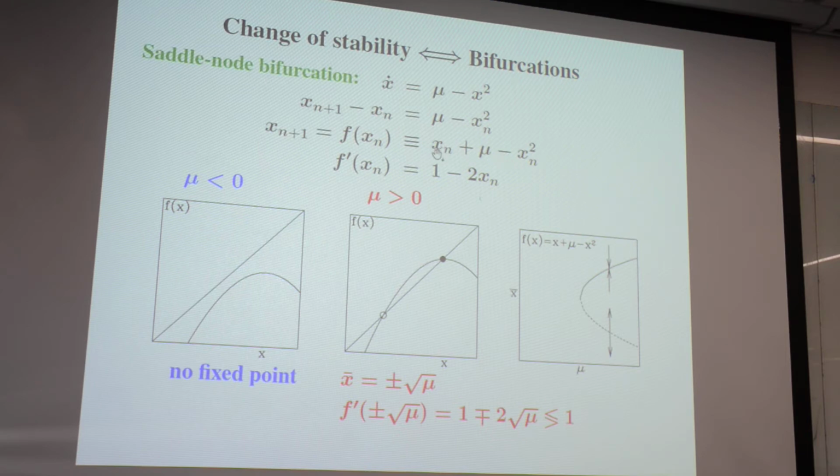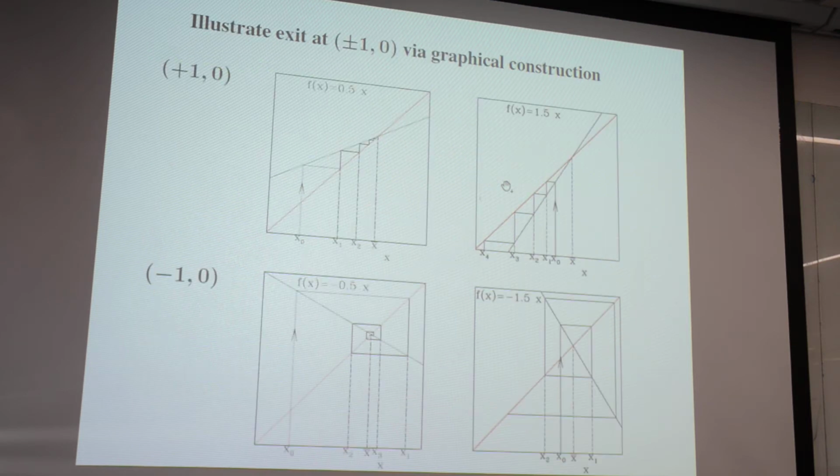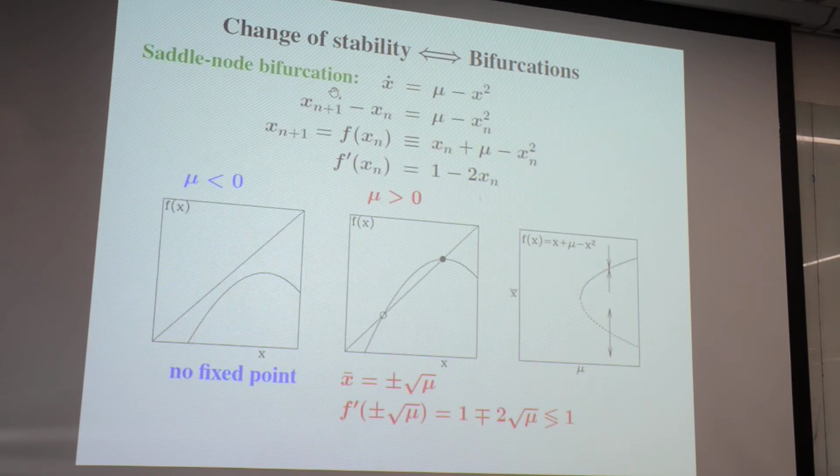When we look for fixed points, we're looking for whether this leaves x unchanged. That's obviously when mu minus x squared is 0, then xn plus 1 would be xn if mu minus xn squared were 0. So we're again interested in the positive and negative square root of mu as before. And now let's use the same kind of picture as over here.